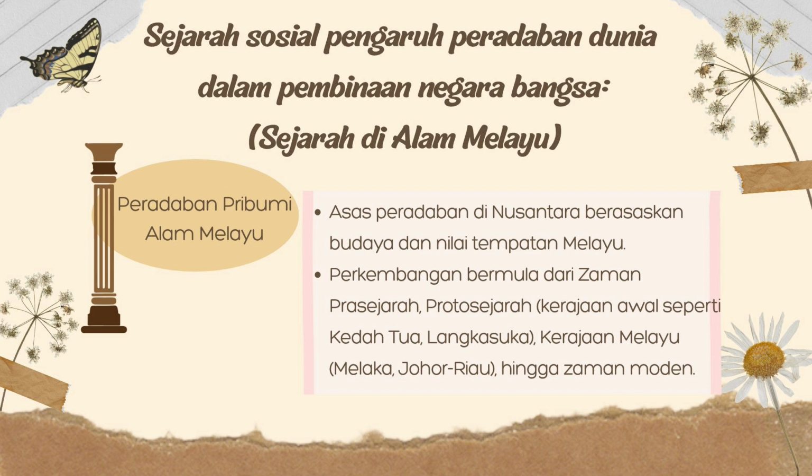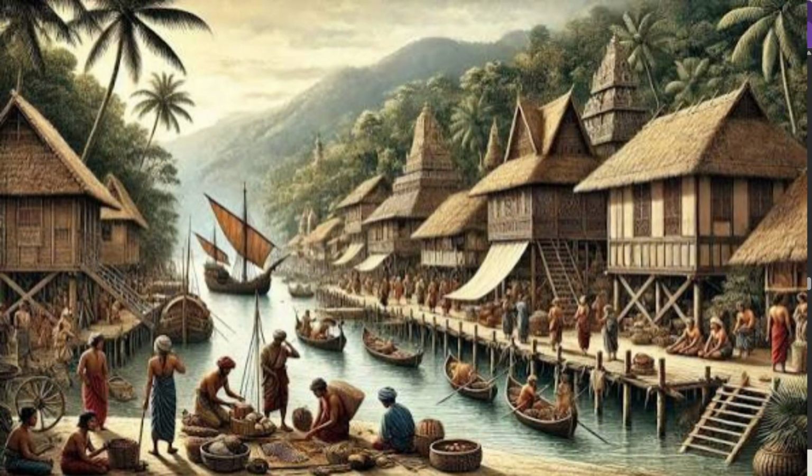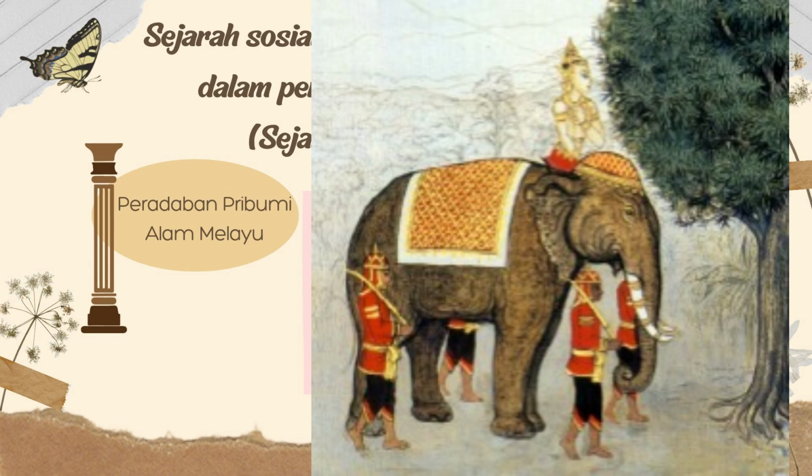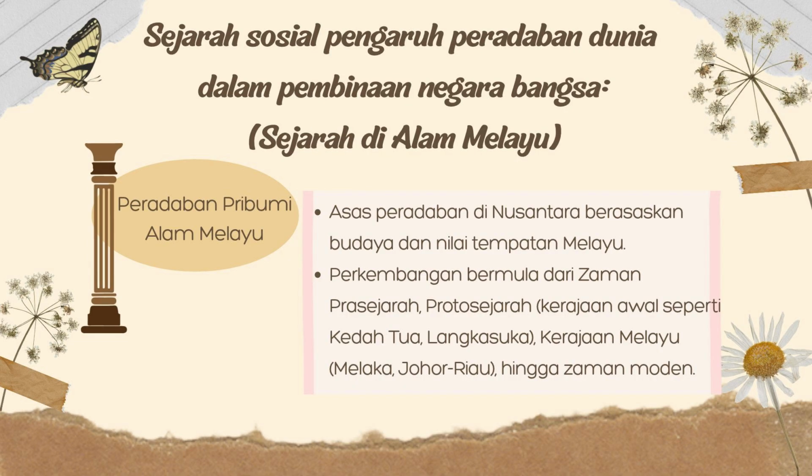Okay, try to imagine them. The people of the Alam Melayu or Kepulauan Melayu already had their own culture, their very own tradition, language, belief system, and ways of life. This is important because we sometimes make the mistake of thinking that civilization only began when foreign influences came. No, the Malay world already had established societies and kingdoms. So, what are the examples that we have? Here you can see Kedah Tua, Langkasuka, Malay kingdoms such as Melaka, Johor Riau.